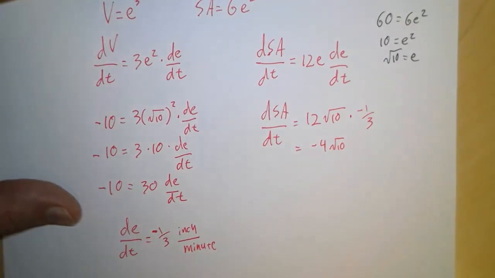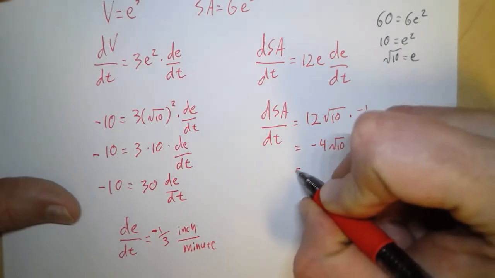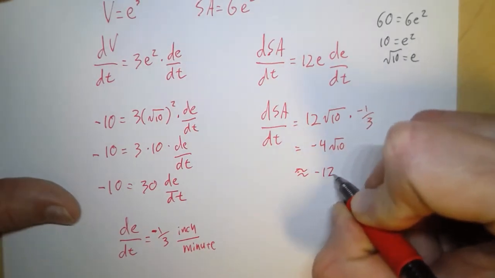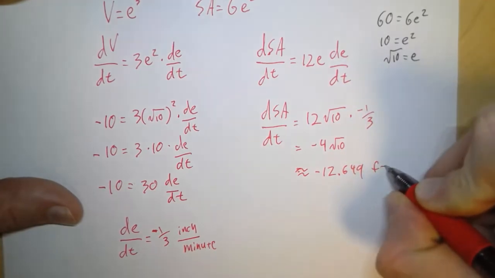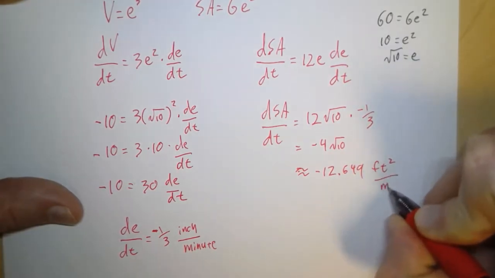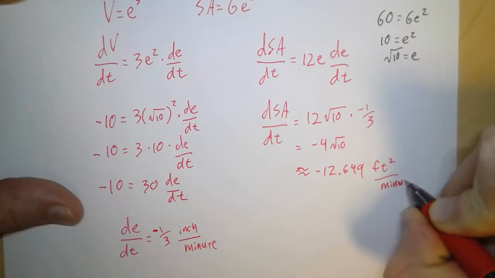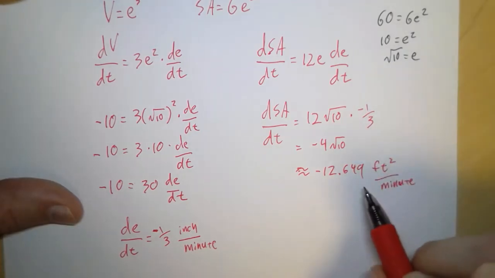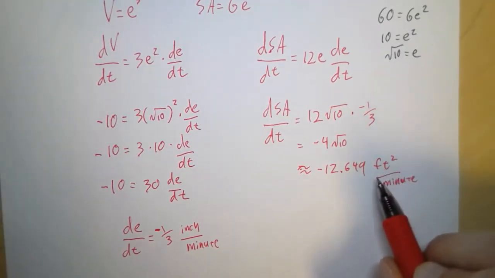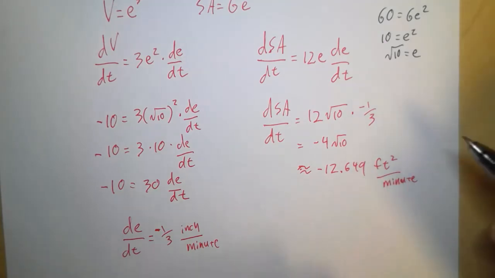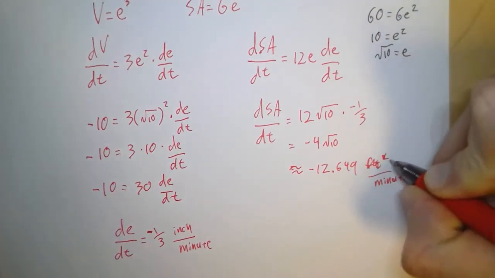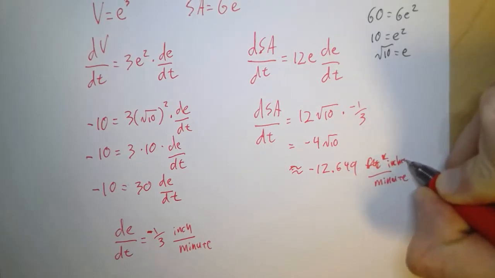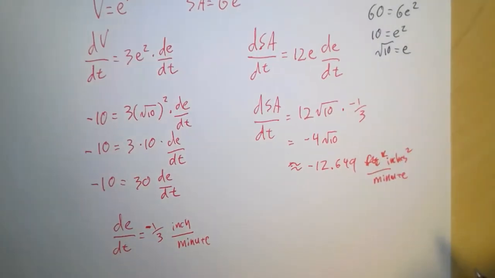If we make an approximate answer, that's approximately negative 12.649 square feet per minute. Because again, we're talking about the change in surface area, and area is measured in square feet, not in linear feet. Actually, no, not feet. My apologies. That is inches squared per minute.